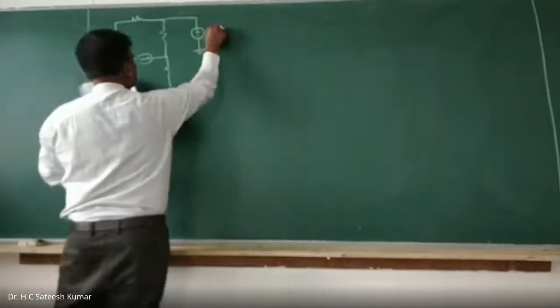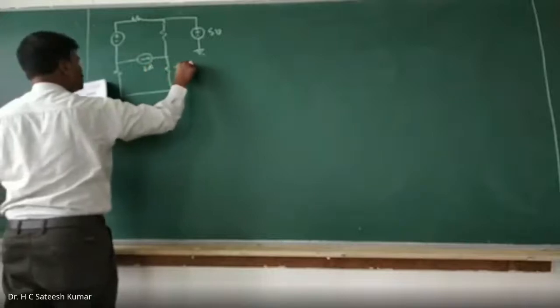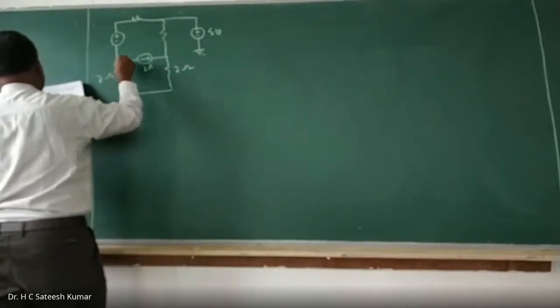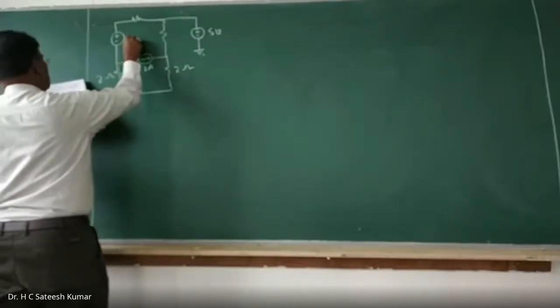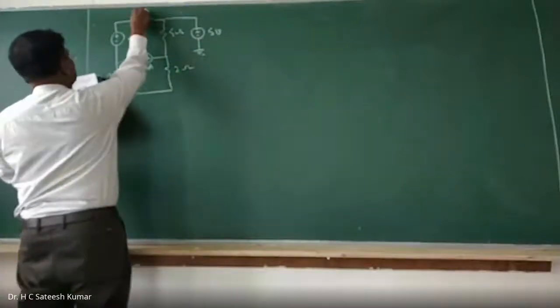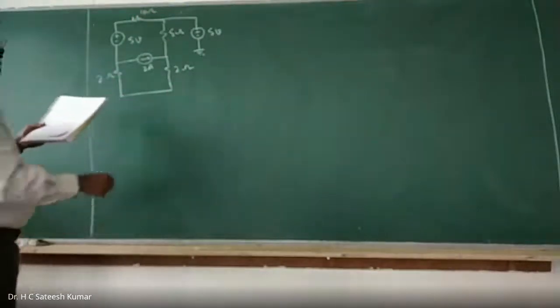5 volts, 2 amps, 2 ohms, 2 ohms, 5 volts, 5 ohms, 10 ohms, like this. And this is grounded.